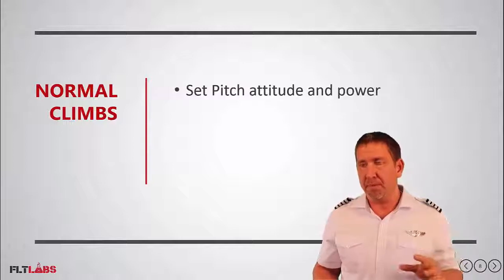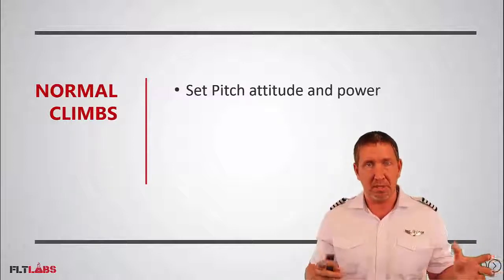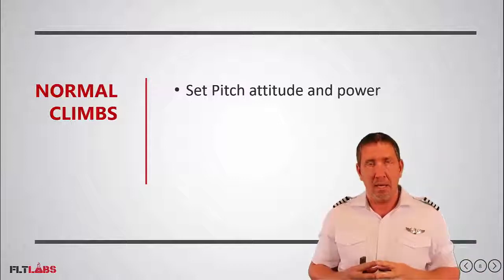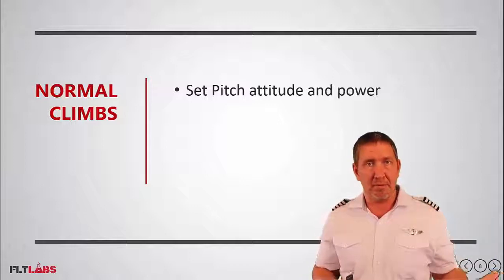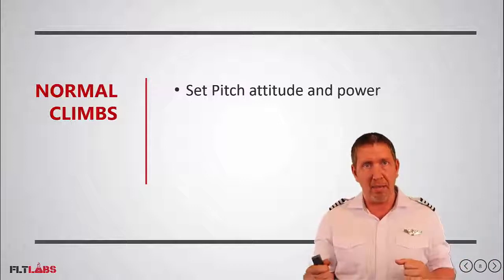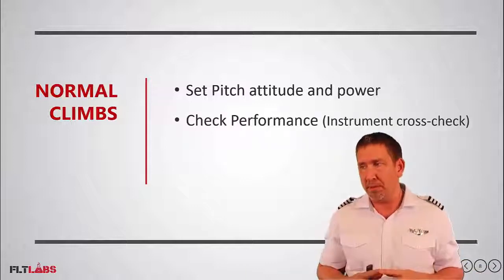All right, so now the basic steps. First, we set a pitch attitude and power setting. That's the first thing we're going to do. So we're going to remember, all right, I want to climb at 85 knots, and I need to set a plus 5 degree pitch attitude and full power. So I'm going to do those two things. I'm going to smoothly apply power and pitch, then I'm going to check my performance instruments.